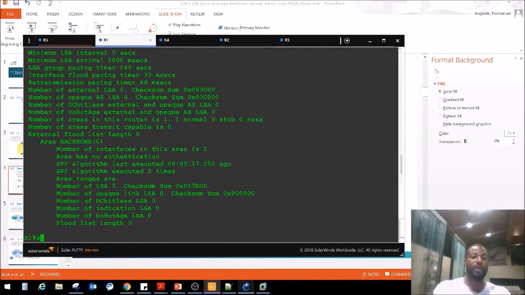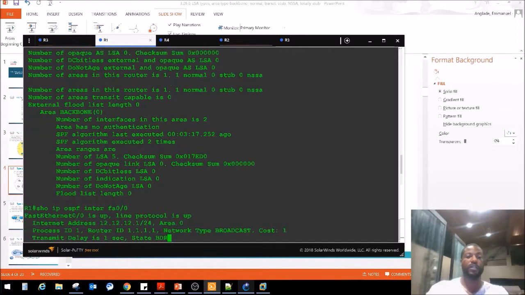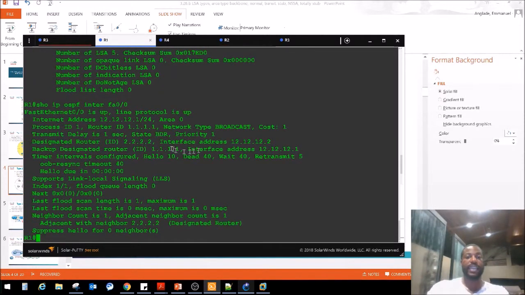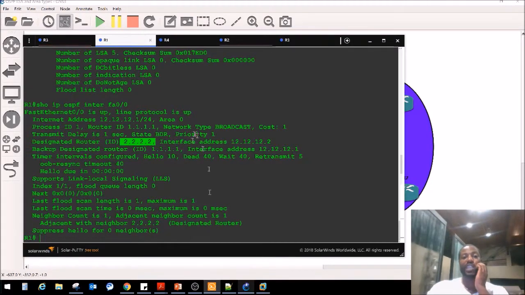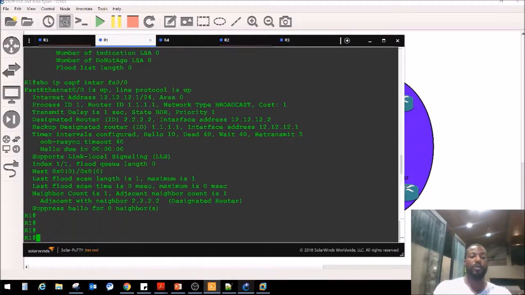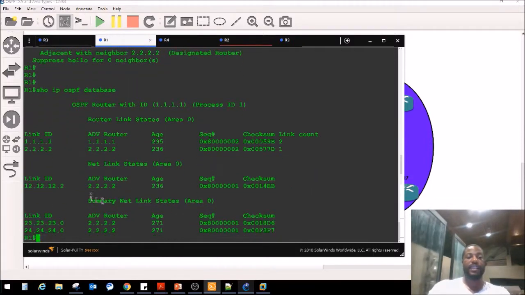I believe it's show IP OSPF interface FA0/0. That should tell you the designated router is 2.2.2.2, just like we said. So this guy is the designated router. So now back to router 1, we'll do show IP OSPF database. And again, we said this is a type 2 LSA.